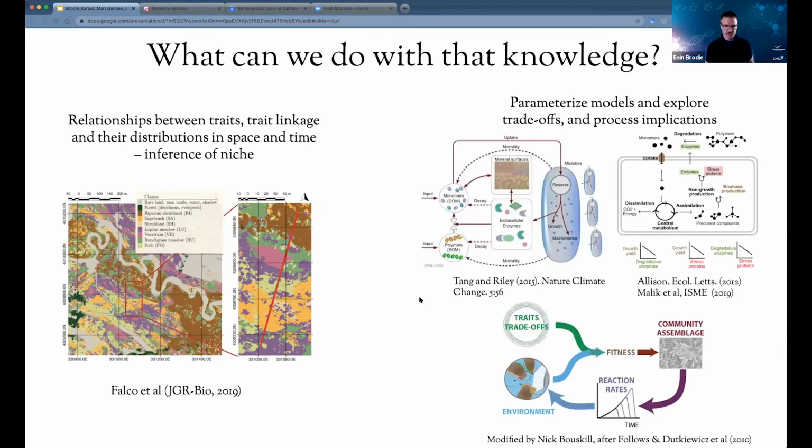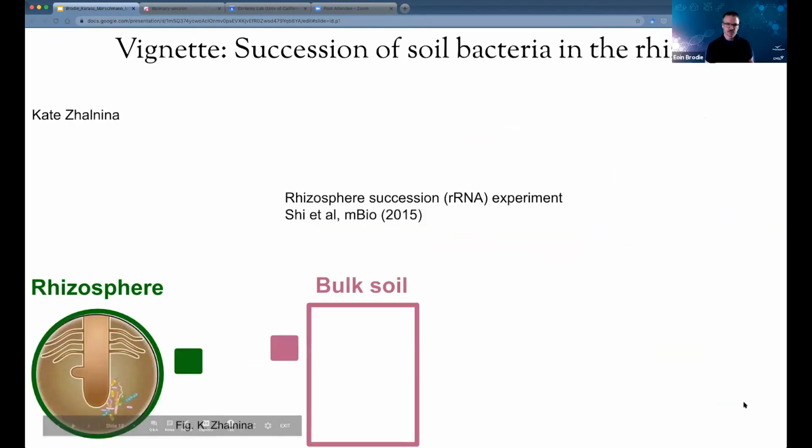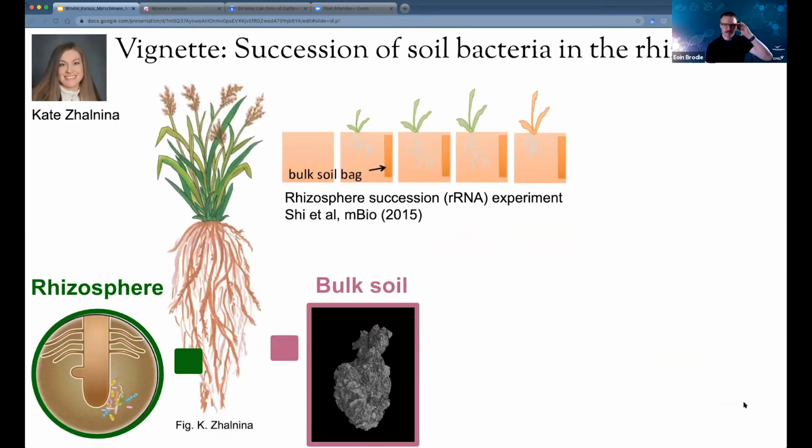The other thing that we're going to spend more time talking about here today is how to parameterize models. And by parameterizing models, we can start to explore what traits of organisms are important when and where, and how trade-offs occur. And also what are the process implications, so the implications for biogeochemical cycles, for example. To do this, we want to share with you a vignette. This is a study that combines a number of papers published over the last few years and some ongoing work. It is looking at the succession of soil bacteria in the rhizosphere.